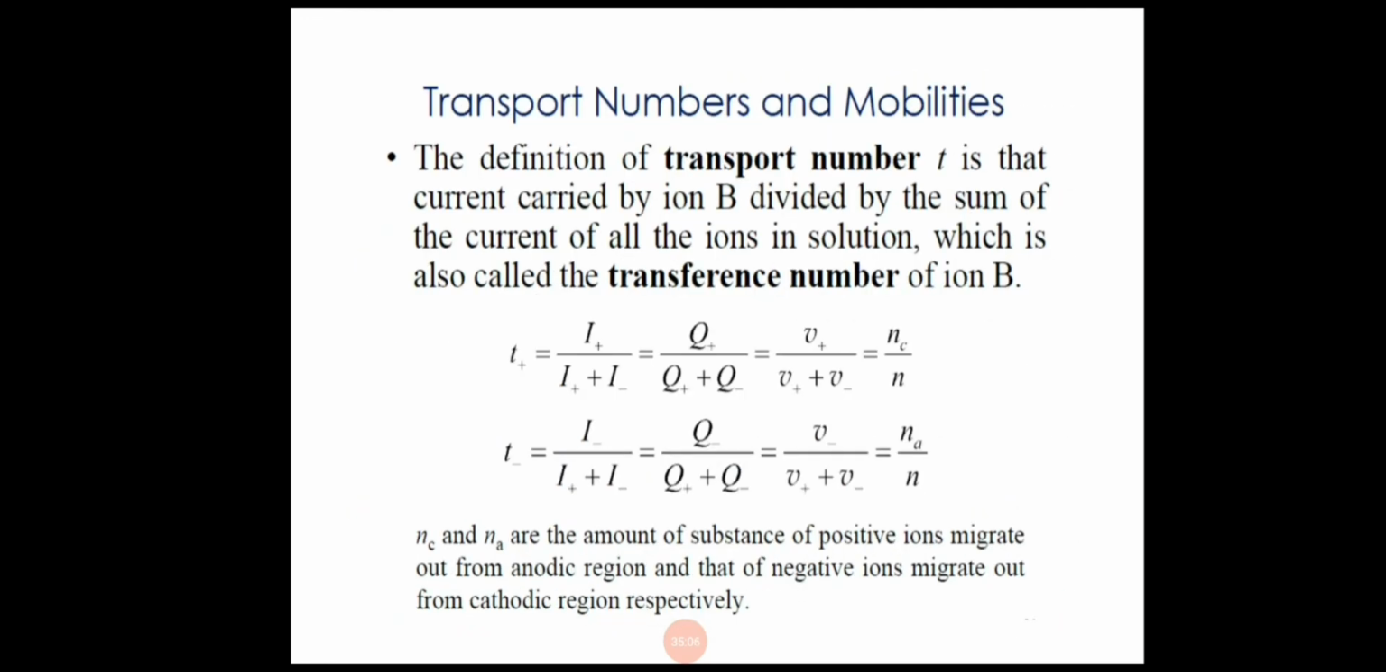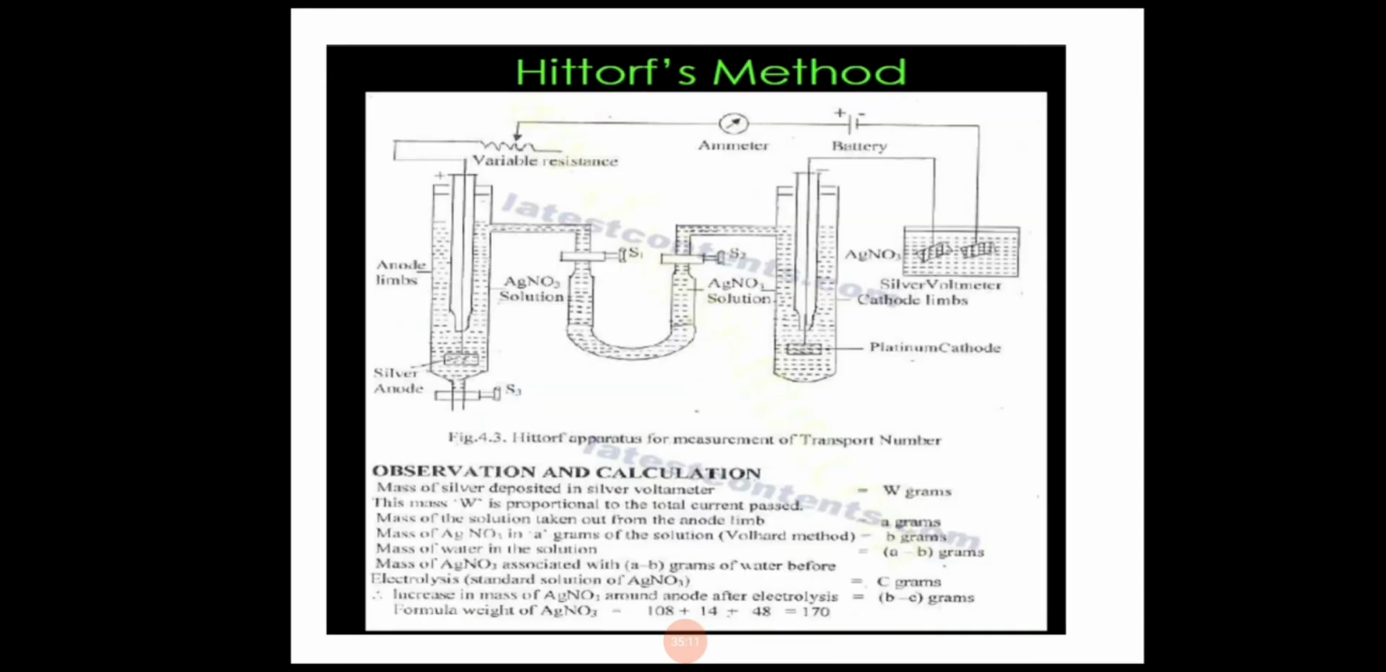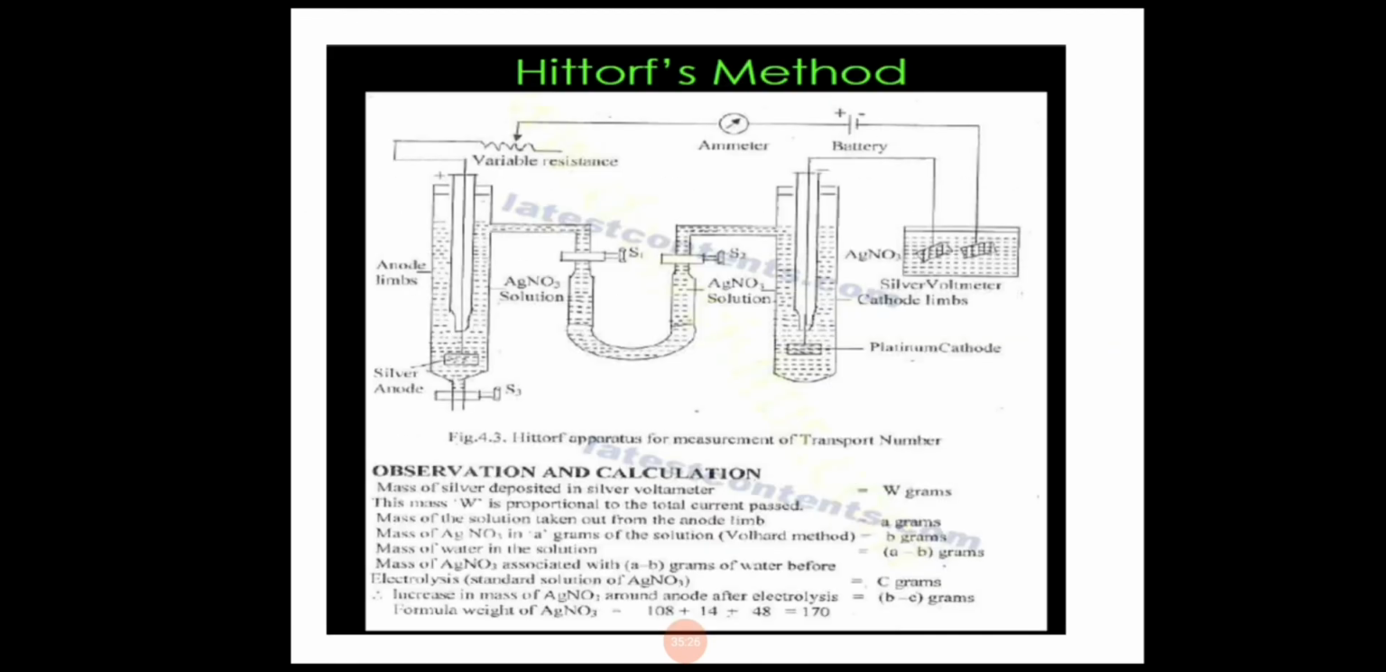Now we have seen the experiment in which the electrodes are not attacked. Now let us see if the electrodes are getting attacked, how the concentration changes and how to determine transport numbers. Suppose this is the anodic compartment. The experimental setup will be like this. This is the middle compartment. This is the anodic compartment, this is minus charge, so this is the cathodic compartment.